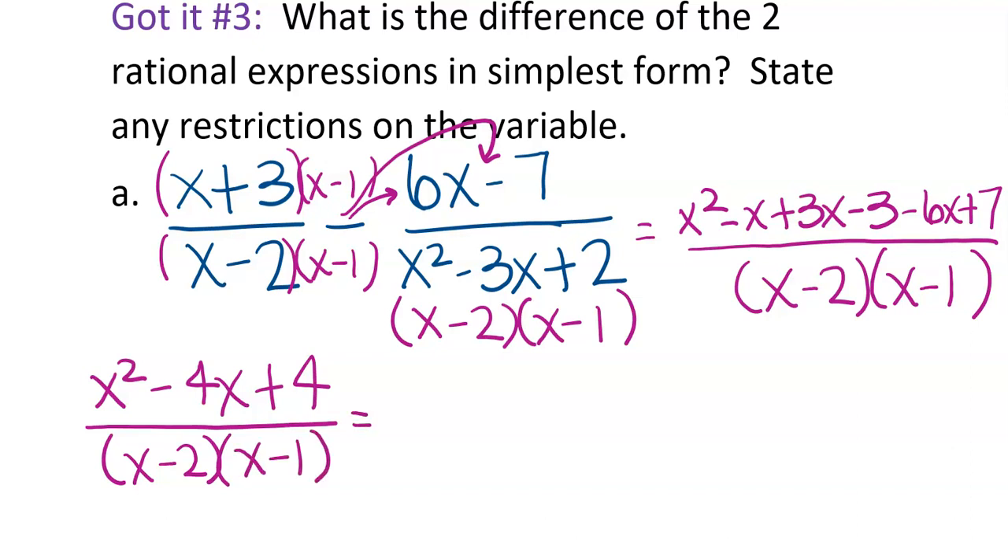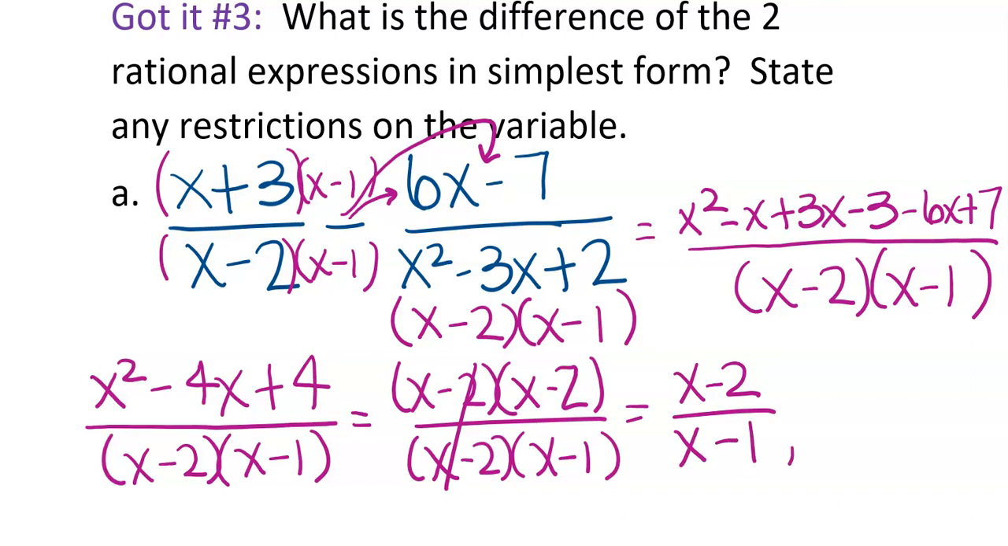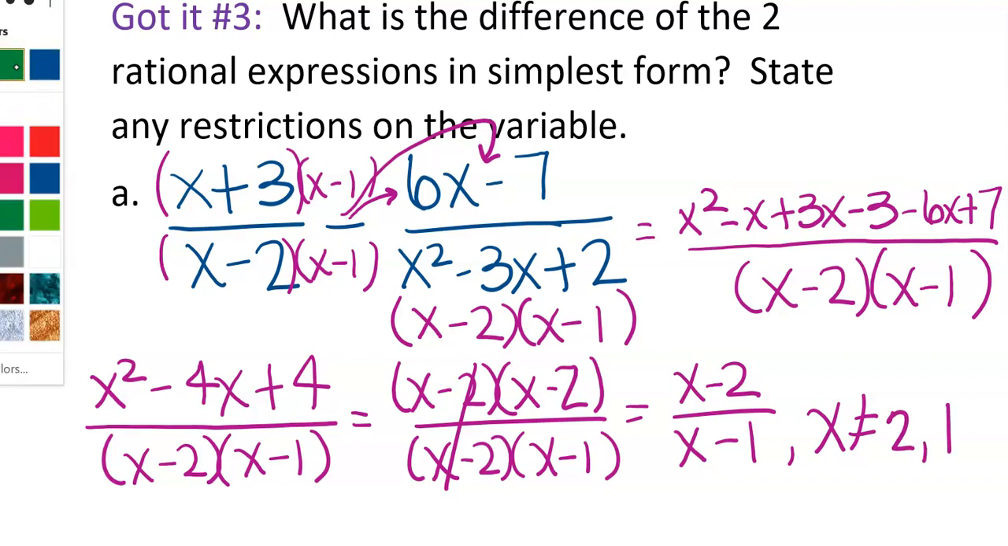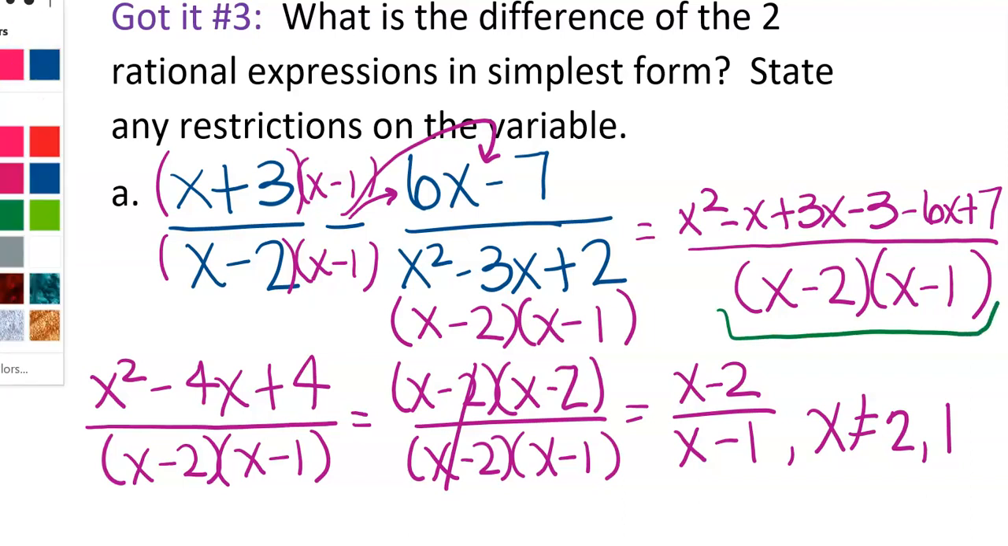This is a trinomial, so I'm going to factor this one. x minus 2, x minus 2. Those are gone. So that leaves me with x minus 2 over x minus 1. And the restrictions would be 2 and 1. I'm kind of looking at this part right here for those restrictions.